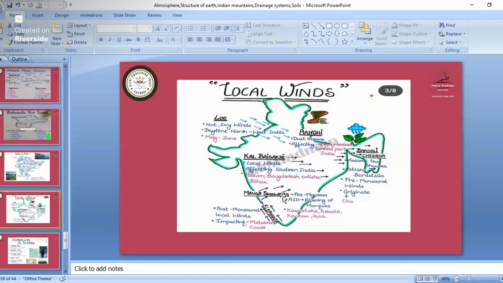It happens during the pre-monsoon, mango showers. And Lu is also known as Andhi. So dust storms are effective. And Lu is hot dry winds, during daytime in northwest India in May and June.